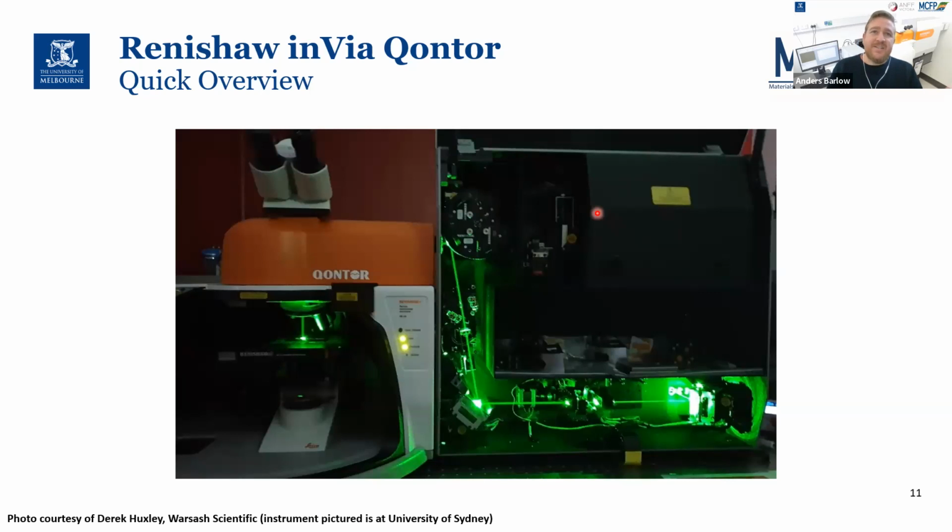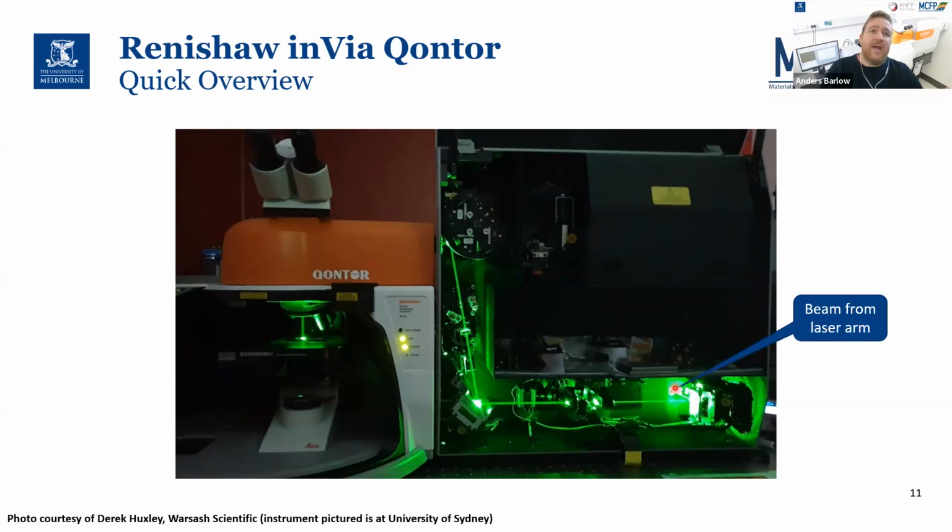Many might not have actually seen what this instrument looks like when it is operating. Back when we had the bushfires a few years ago, there was an opportunity for Derek of Warsash to take a photo inside the University of Sydney instrument. They had a lot of particulates in the air, so as a result, they could very clearly see the laser beam path. So this is a bit of a sneak peek inside what's actually happening with the instrument, just to get a bit of a feel for how this instrument operates.